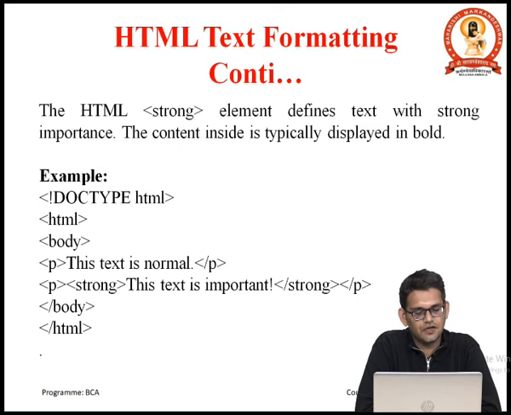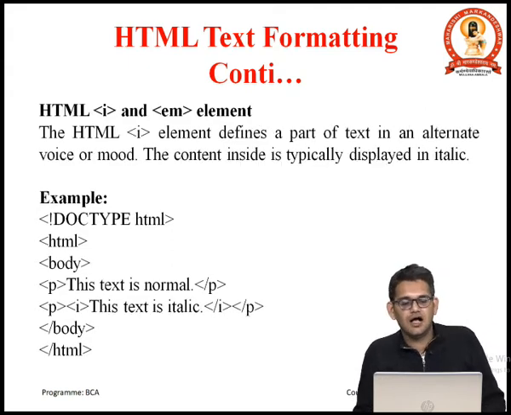For that we have initialized an HTML tag followed by the body tag, and there is a paragraph, and for declaring a paragraph we have used the p tag. This is normal text we have written here. Next is another paragraph, p tag followed by strong tag. This text is important. For making the text important we need to use the strong tag.